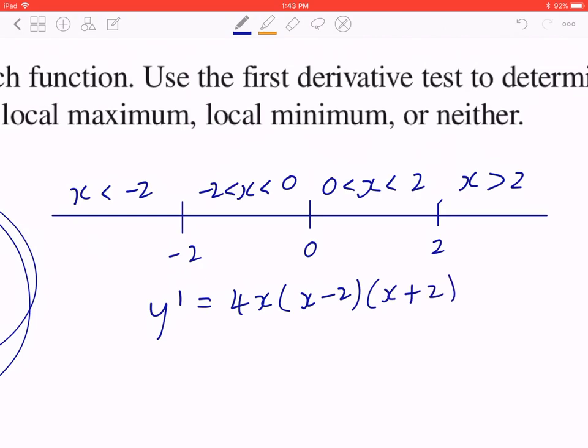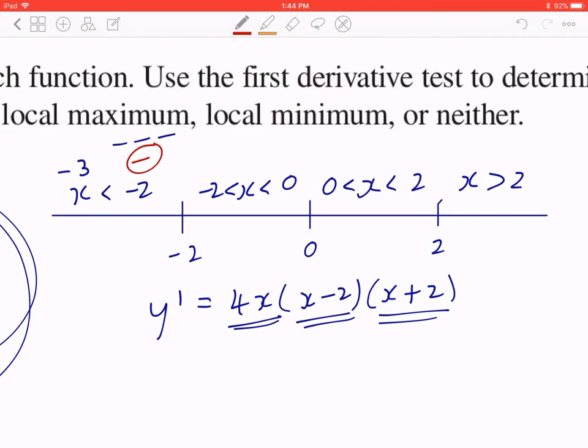So for example, if you plug in negative 3, 4 times negative 3 is going to be negative 12. Likewise, negative 3 minus 2 is going to be negative 5. And again, negative 3 plus 2 is negative 1. Negative times negative times negative, that's going to be negative.